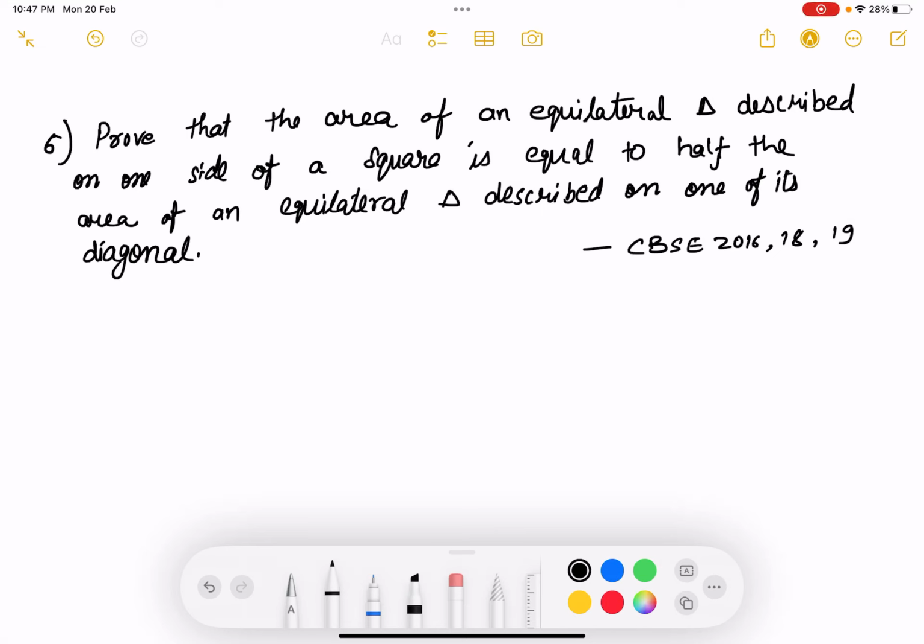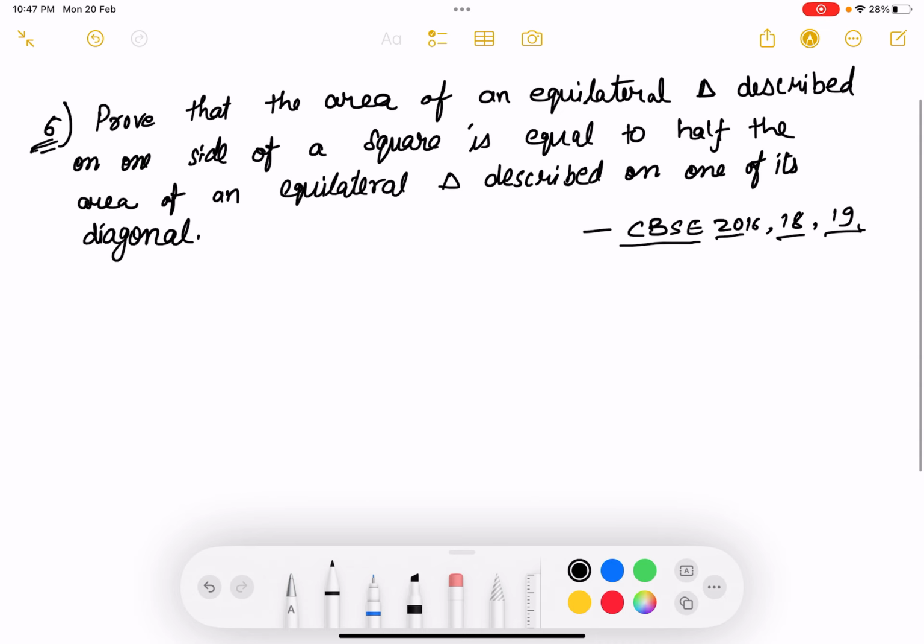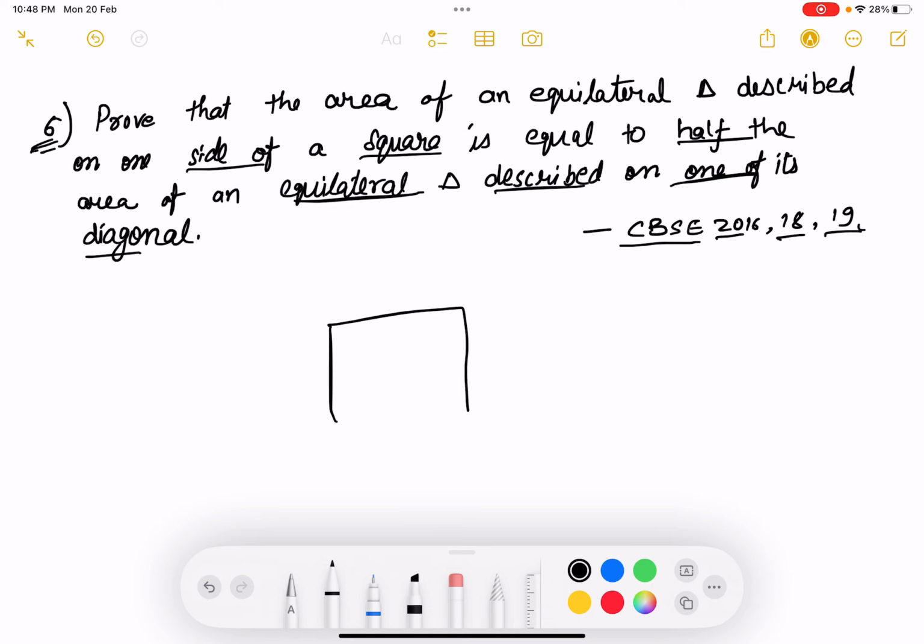Okay, let us see the sixth example, which was asked in CBSE 2016, 18, and then in 19. The question says, prove that the area of equilateral triangle described on one side of a square is equal to half the area of equilateral triangle described on its diagonal. So there is a square.